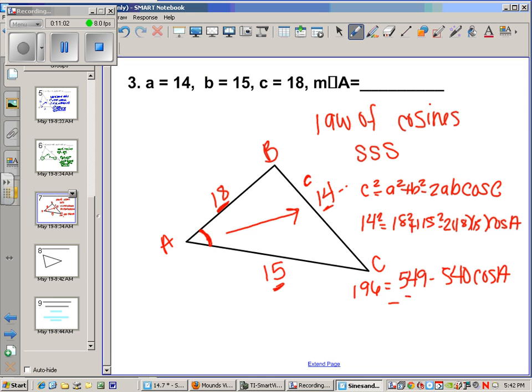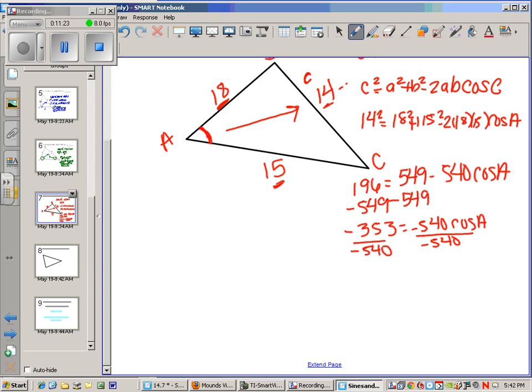Sorry, I dropped my marker. I need to subtract 549 from both sides. And I'm left with negative 353 equals negative 540 cosine of A. And I need to divide. Don't forget that negative 540. So I need a little more room here.